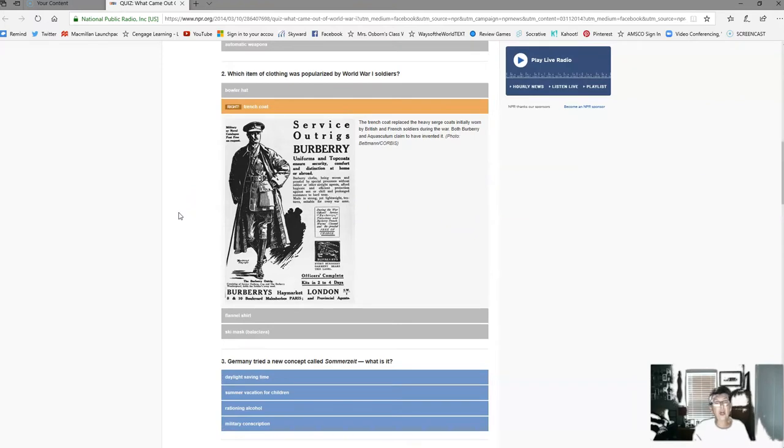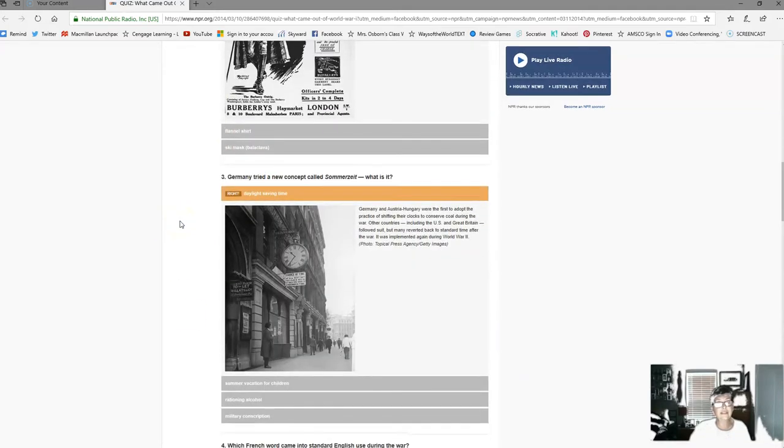Germany tried a new concept called Sommerzeit. What is it? Is it daylight savings time? Summer vacation for children? The rationing of alcohol? Or military conscription or the draft? What do you think it is? Were you right? Sommerzeit, summertime. This is daylight savings time.